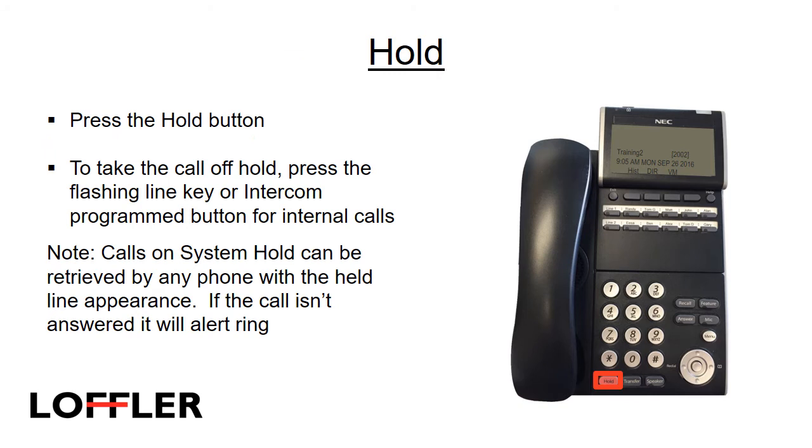To place a call on hold, press the red hold button. You can safely place the handset on hook, or press the speaker or headset button without ending the call. To take a call off hold, press the flashing line key. Calls on system hold can be retrieved by any phone with the held line appearance. After a predetermined amount of time, the call will recall to the extension that originally placed the call on hold.